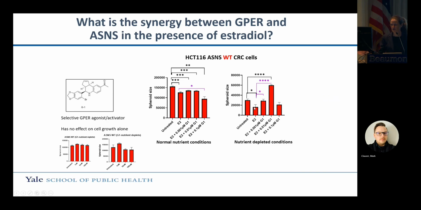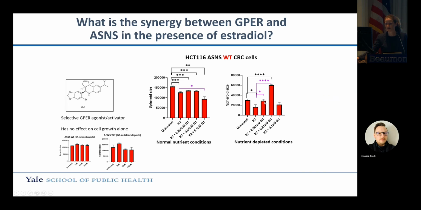So this actually gave us an opportunity to see what would happen if we tried to increase GPA in these cell lines. So we found this agonist called G1 that can increase GPA expression. So we added G1 to these cell lines, and we found that it actually rescued cancer cell growth, only under the nutrient deplete conditions. You can see here just how the cells are growing when we add G1 back in, when GPA is expressed.